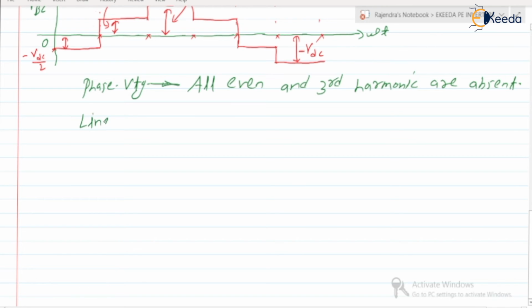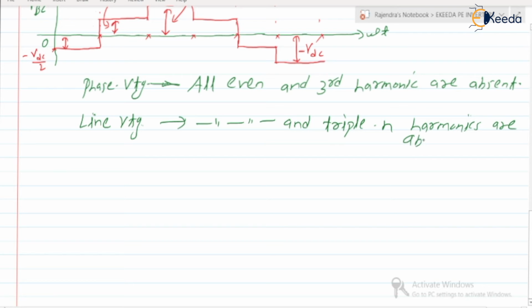Next, the line voltage. If you check the line voltage, the nature is a stepped waveform. So it has the same nature as the phase voltage in the case of 180 degree conduction mode. So here, all even and triple n harmonics are absent. Are you getting the point? This is the phase voltage, this is the line voltage.